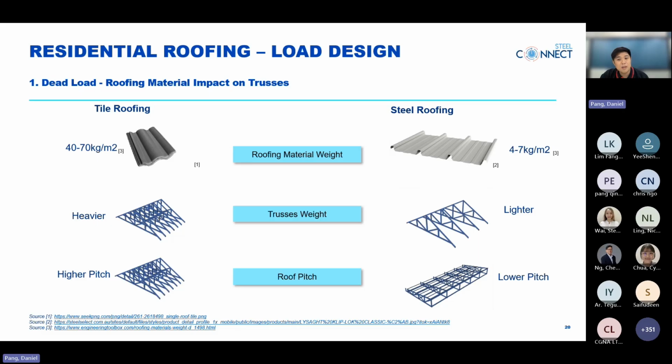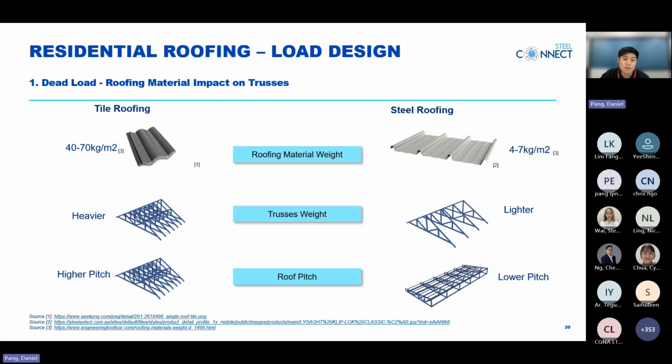The next thing we need to consider is the trusses strength. To cater for the heavier tile roof, a stronger and beefier truss design are required, and this accounts for the additional weight of the truss. Whereas for steel roofing, it can be much lighter with a more simple and efficient truss design to cater a much lighter roof.